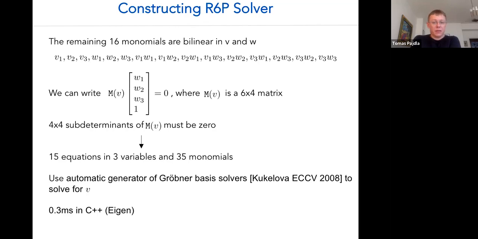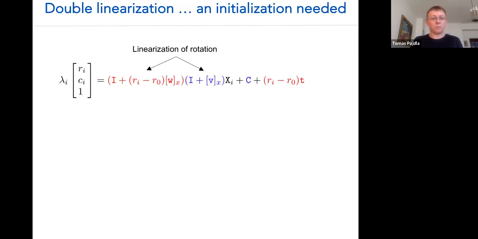If done like this, by the process which we implemented, which is available, we arrive at something which will run in about 0.3 millisecond with the C++ Eigen library for eigen solving, which is, I would say, practical. Of course, it's not super fast. If you do 1,000 times these computations, then you will get to the second range, but it is already practical.